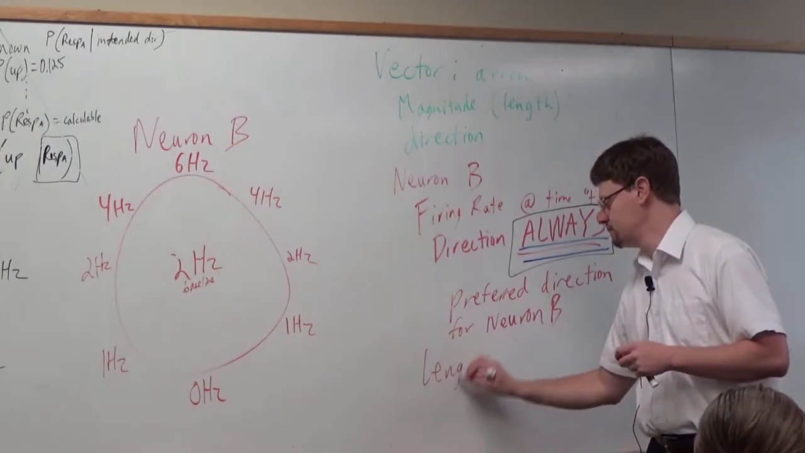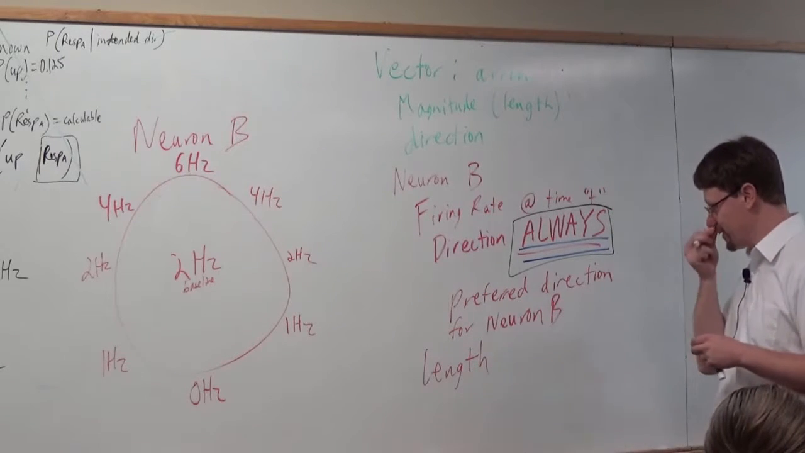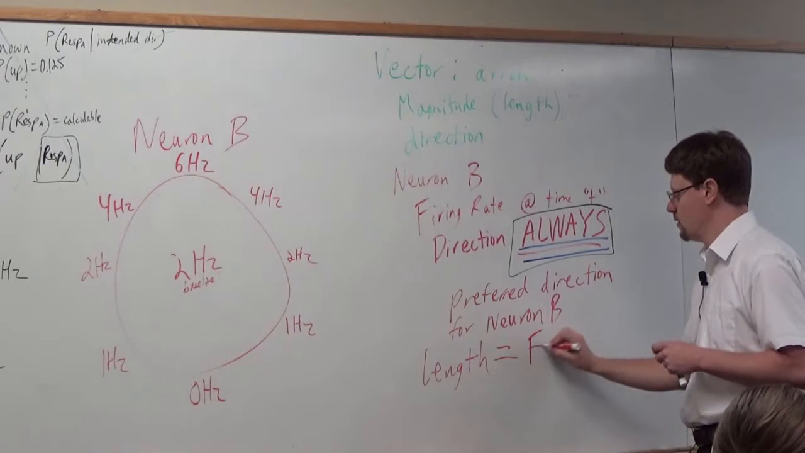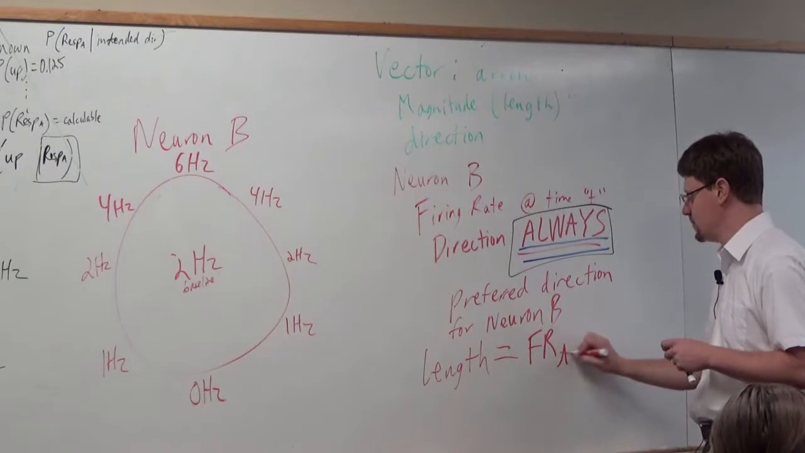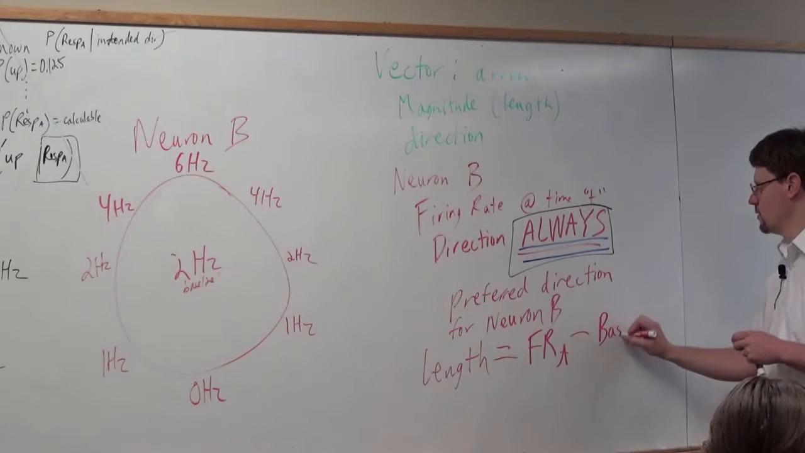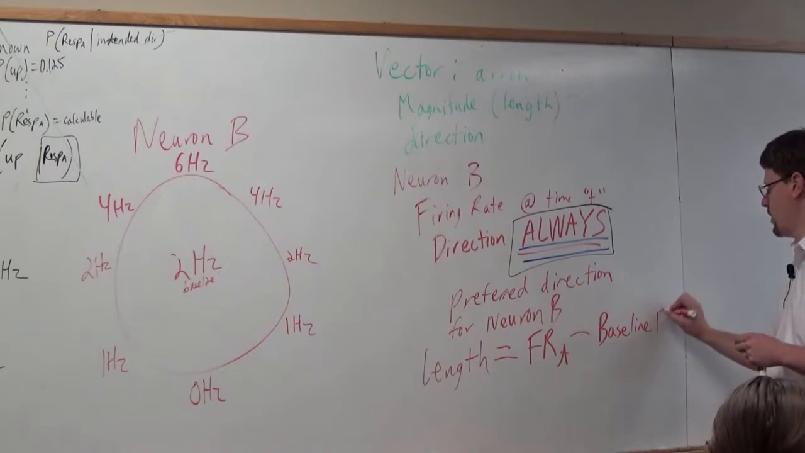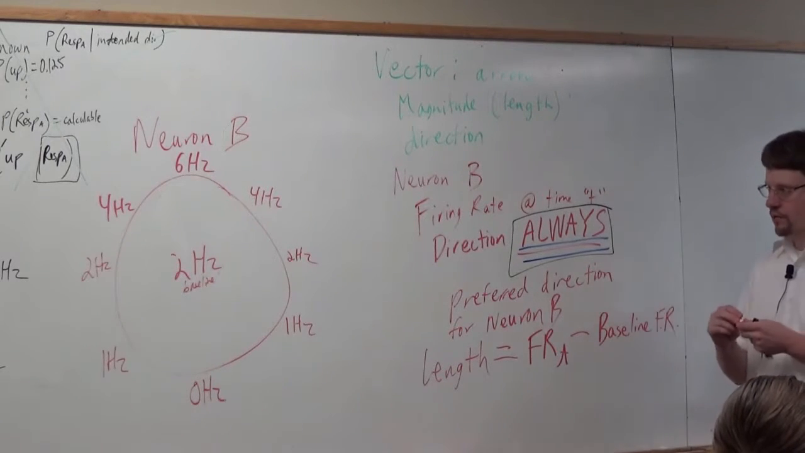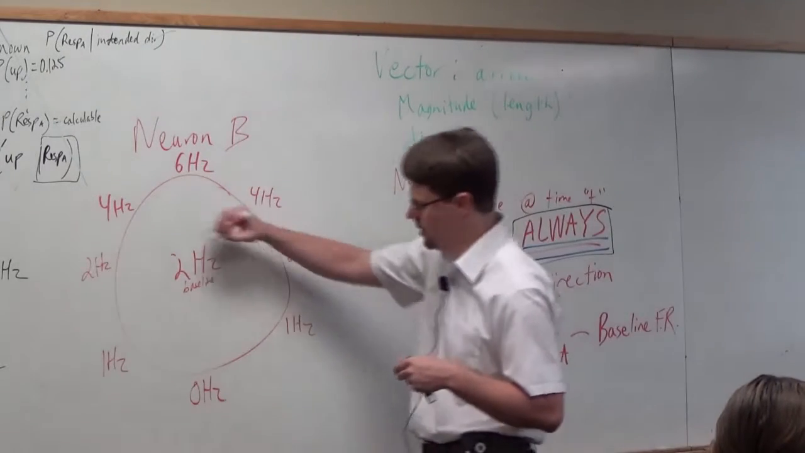So that's one of the two things that we need to know. The length is going to be equal to the firing rate at time t minus the baseline firing rate. So whatever neuron B's firing rate at rest happens to be.